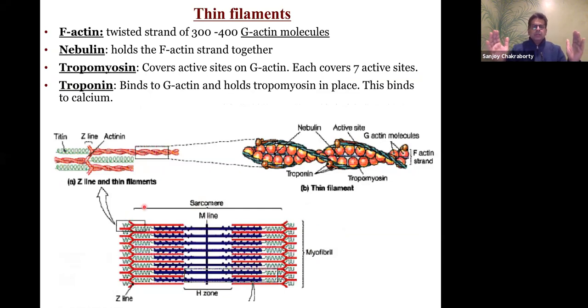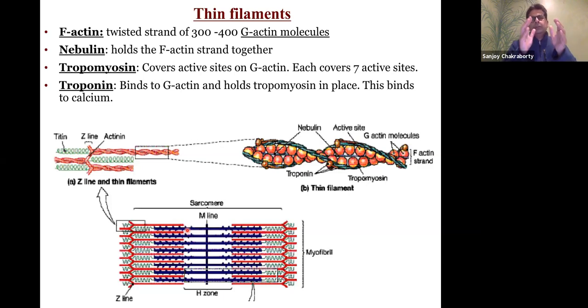So when the sarcomere contracts, the zone of overlap increases, meaning the thin filament goes in more to the thick filament. So it looks like this. They're going towards this more. So now we are going to study how exactly this happens.